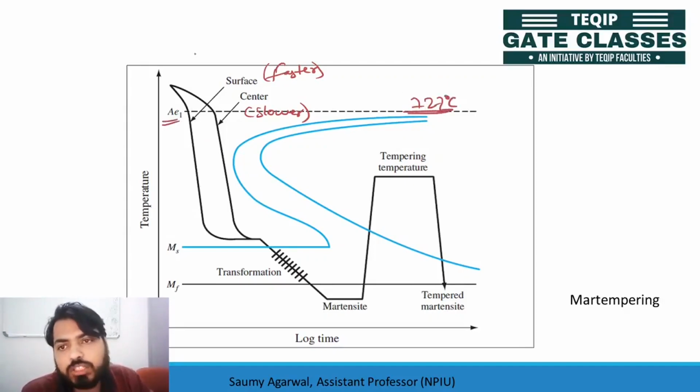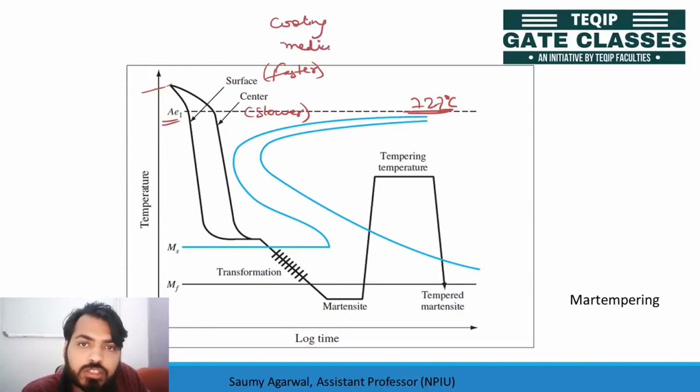So you will heat the steel above this eutectoid temperature, so that all the phases present in the steel are the austenite phase, and then afterwards you will cool it in the molten salt bath. So the cooling medium in this case is your molten salt bath.